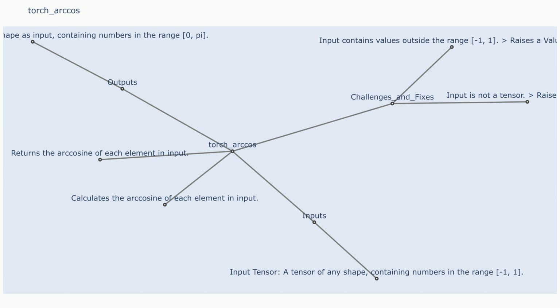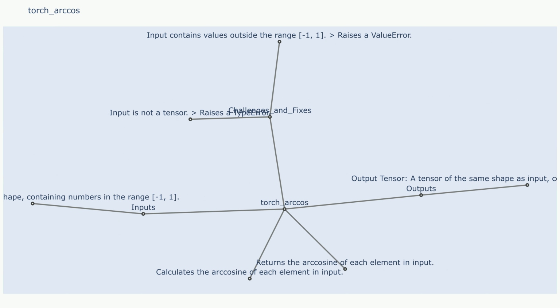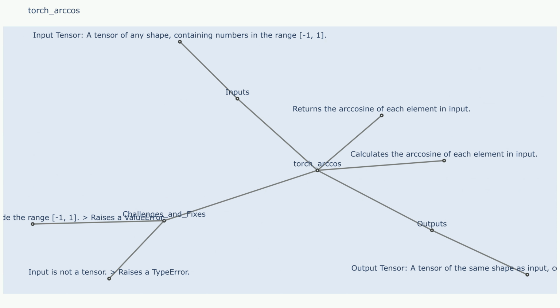Inputs. Input 1: input tensor containing the cosine values whose arccosine needs to be calculated. The input tensor should be a tensor of floating point numbers. Outputs. Output 1: a new tensor with the same size as the input tensor, containing the arccosine values of the input tensor. The output tensor will be a tensor of floating point numbers.